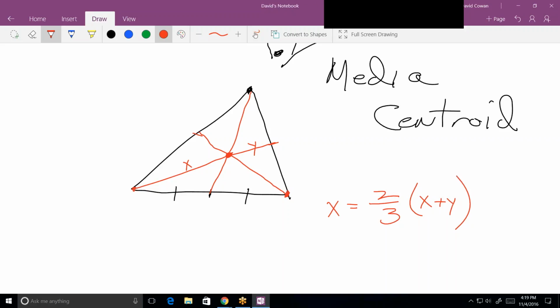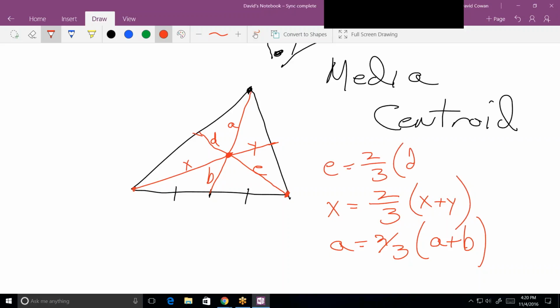And same thing with each line. In other words, if this is A and this is B, then A is equal to 2/3 of the total distance of the line, A plus B. And likewise, if this is D and this is E, then E is equal to 2/3 of D plus E. So this is the only center that I know of that has these algebraic properties like this, which probably has something to do with why it's the best one, why it ends up being the center of mass.